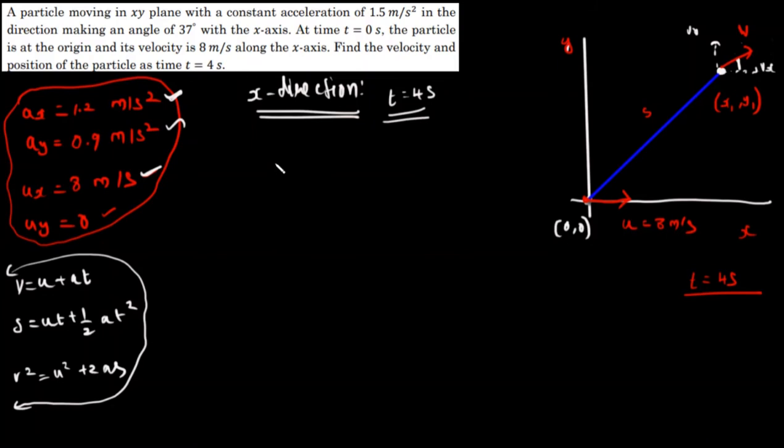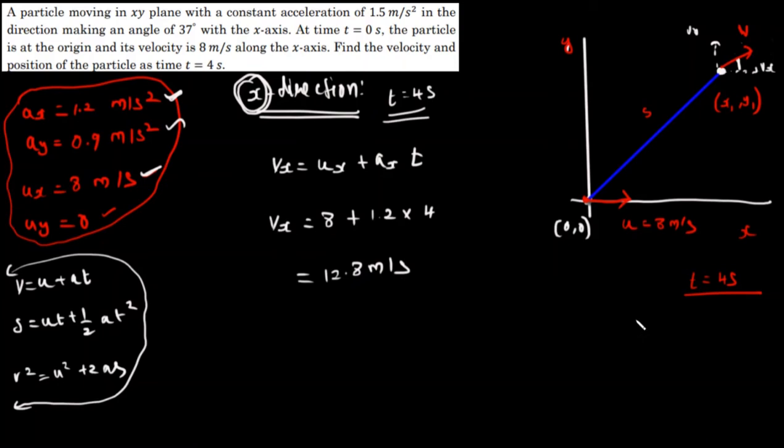So simply I can use the first equation, vx is equal to ux plus ax into t. Why am I taking ax and ux? Because I am finding it only for the x direction. So what is vx? Vx is something which I need to find out, which is equal to, what is ux? Ux is already known, 8. And what about acceleration in the x direction? 1.2. Time taken is 4. So this is going to be 4.8 plus 8, which is 12.8 meter per second. So let me just mark it here. Vx is equal to 12.8 meter per second.